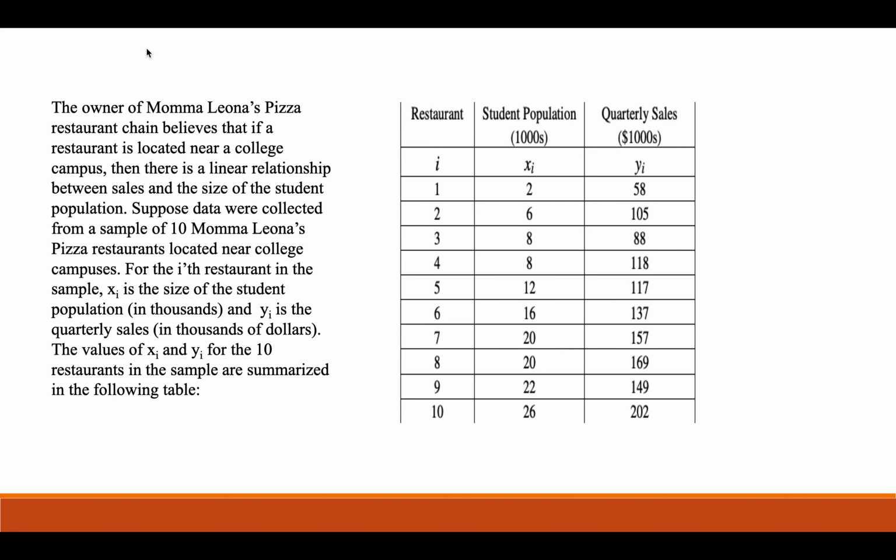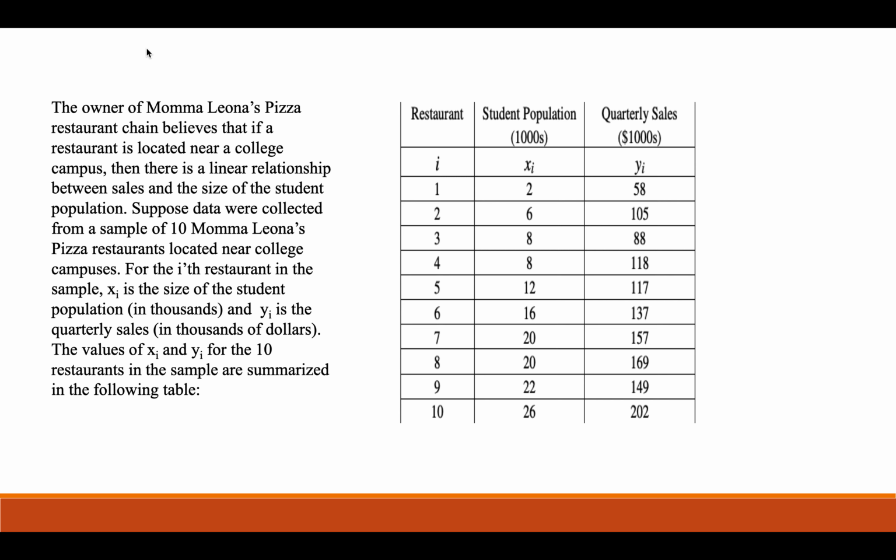To further understand this concept, we will be looking at the following example. The owner of Mama Leona's pizza restaurant chain believes that if a restaurant is located near a college campus, there is a linear relationship between sales and the size of the student population. Suppose data is collected from a sample of 10 restaurants located near college campuses. For the ith restaurant in the sample, X is the size of the student population and Y is the quarterly sales. The values of X and Y for the 10 restaurants are summarized in the following sample.